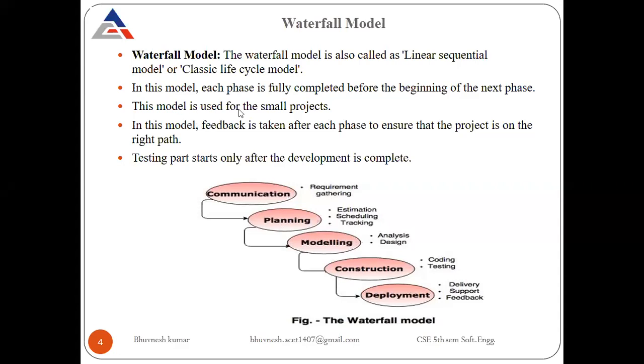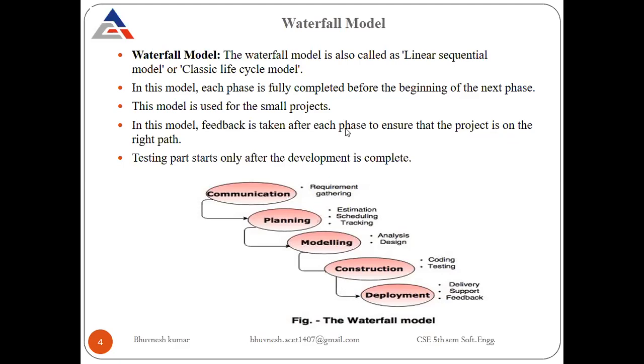This model is used for small projects. This is the main point. The waterfall model is a traditional model, and nowadays it is only used for small projects. In this model, feedback is taken after each phase to ensure that the project is on the right path. Feedback is taken after each phase in the iterative waterfall model, not in the classical waterfall.